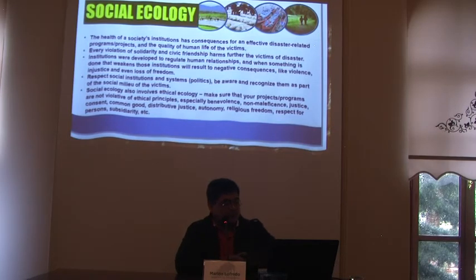Now, social ecology. The health of society's institutions has consequences for effective disaster-related programs and projects, and the quality of human life of the victims. So every violation of solidarity and civic friendship further harms the victims of disaster. Institutions were developed to regulate human relations, and when something is done that weakens those institutions, it will result in negative consequences like violence, injustice, even loss of freedom.